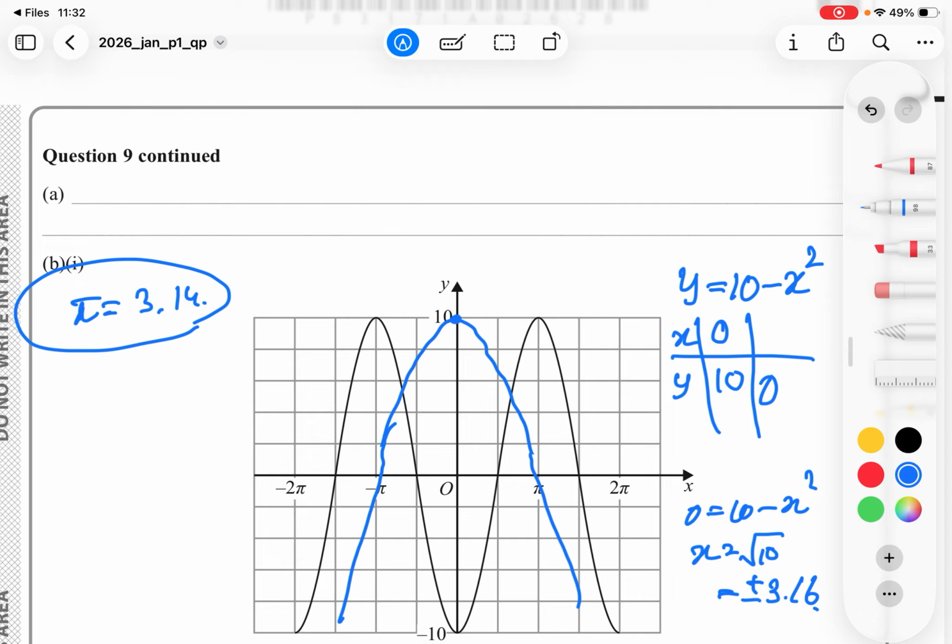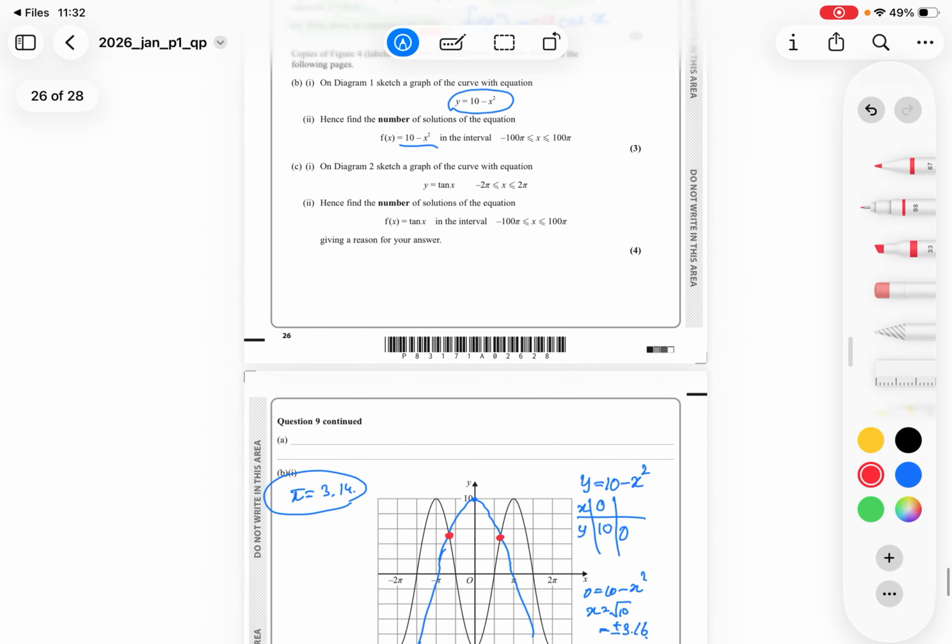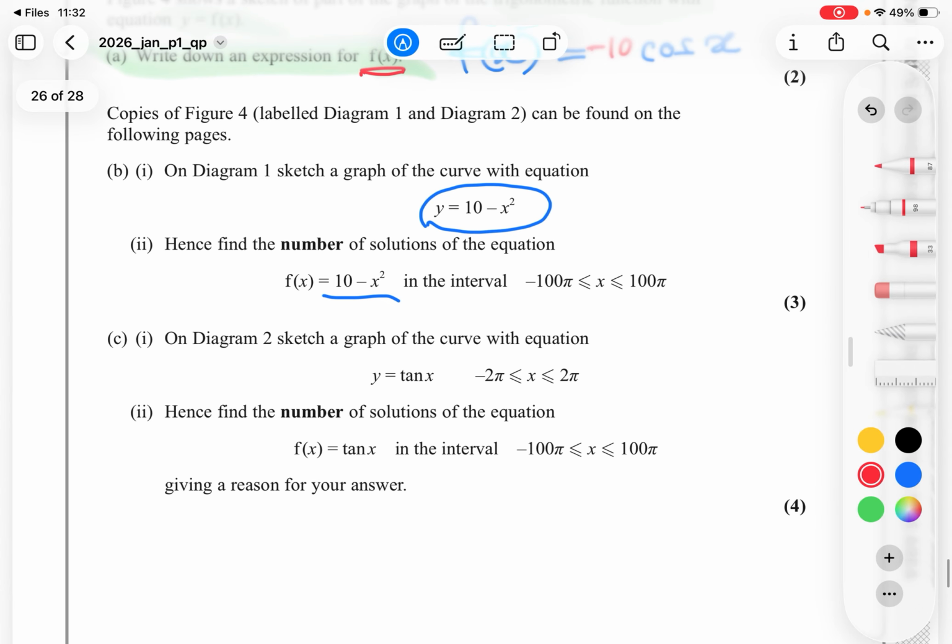Now once we plotted, what we have to do next is find how many solutions we have. Solutions means the intersection points. This is one intersection point and this is another intersection point. So in total, the number of solutions would be 2. They just wanted to check whether we can do this in the graph and get it done. That was the easiest thing.